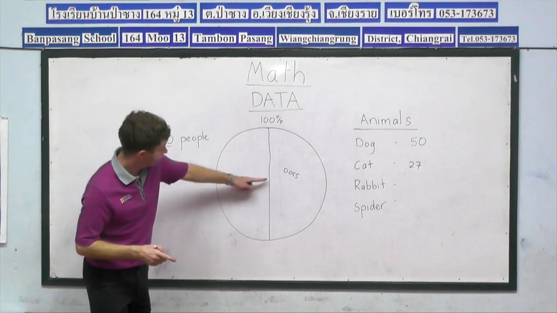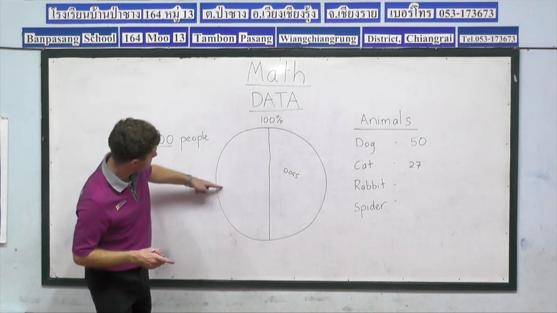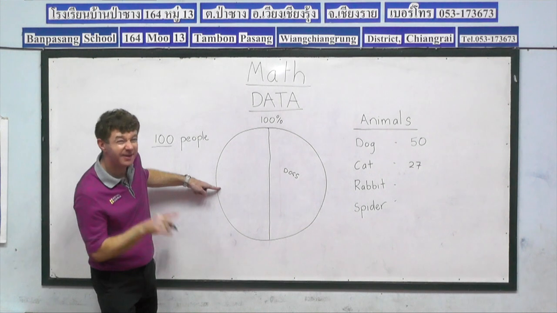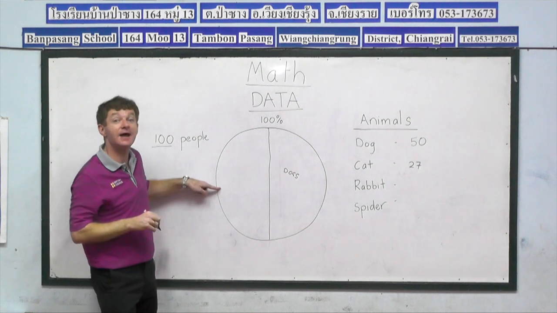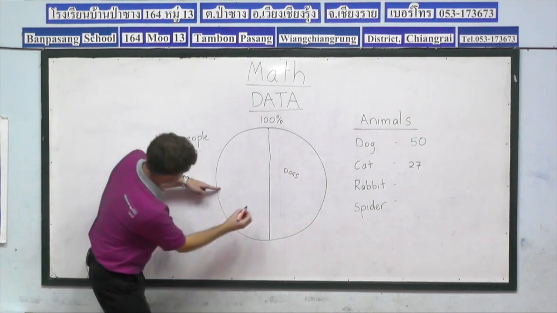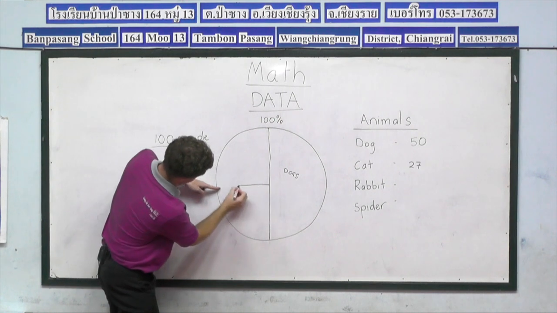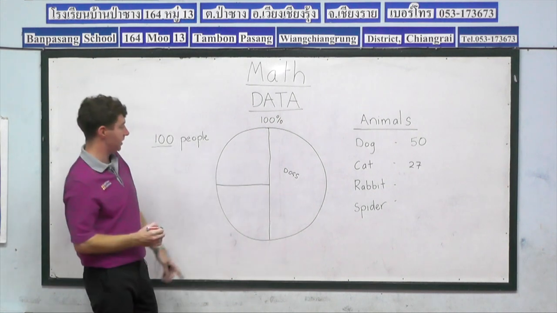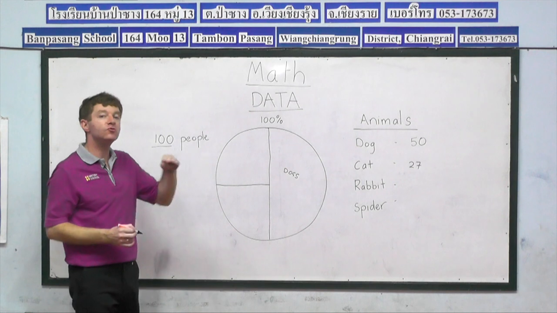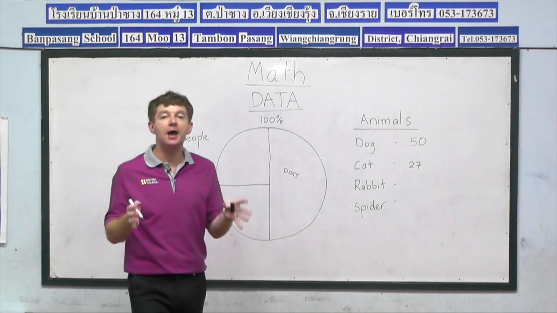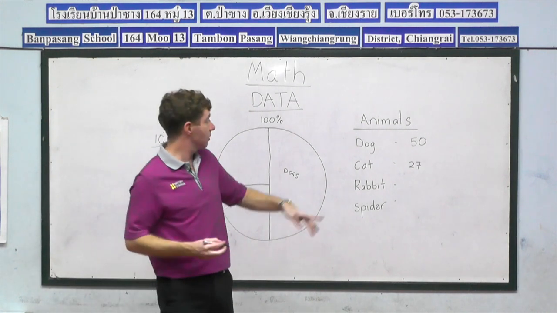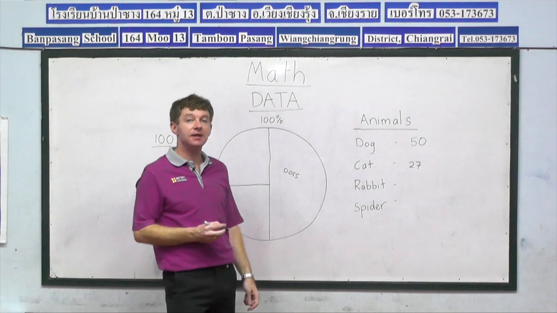25. So another half of a half would be here. But 27 is slightly more than 25. So what we'll need to do is just draw a slightly bigger line there. Not quite a quarter, just a little bit more. Each time we do a segment of pie, we have to base it on the calculations.